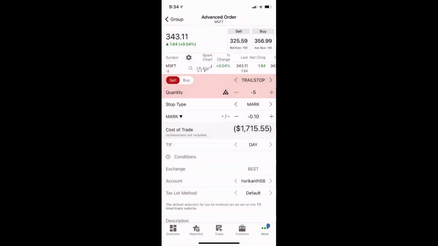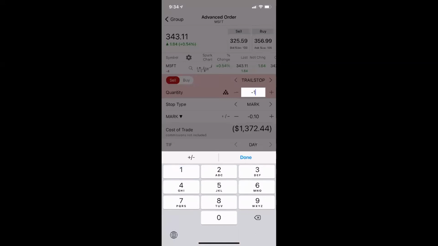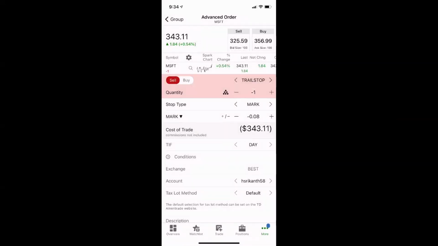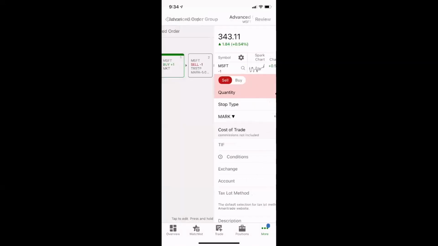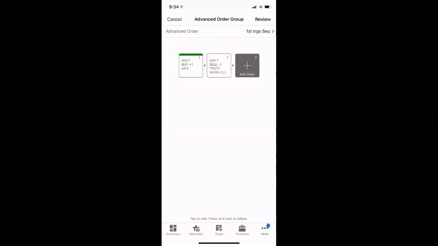Typically, this is how you do it, right? Just a $5 trailing stop, $5. Oh, okay, this is the quantity here. Here minus $5 on the mobile. Okay, very, very simple.